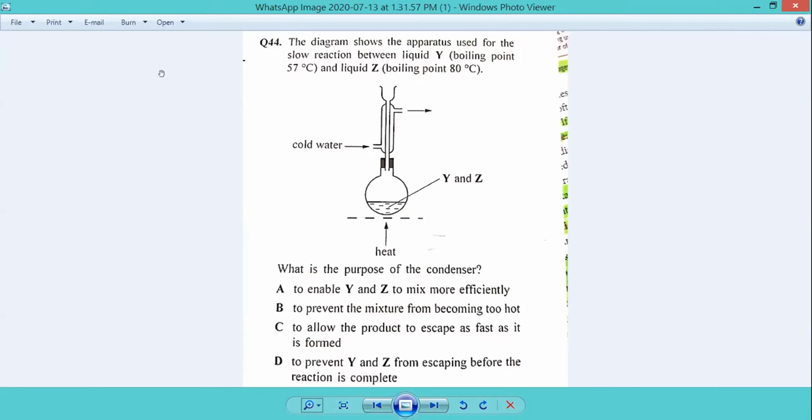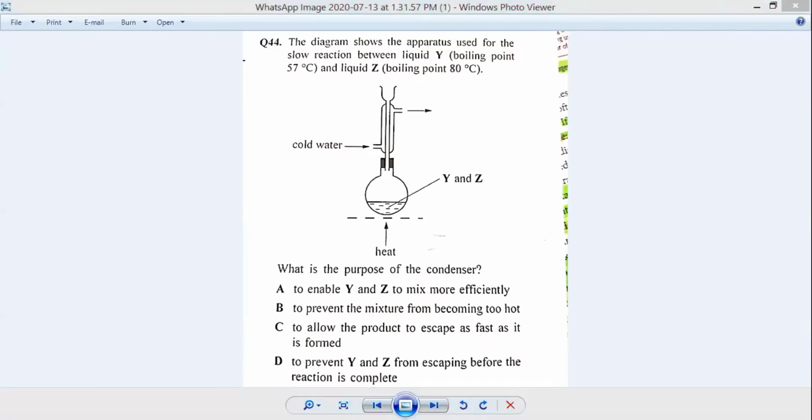To allow the product to escape as fast as it's formed is also not correct. That's exactly the opposite of what it does. It does not let anything escape fast, but condenses it back. And D, to prevent Y and Z from escaping before the reaction is complete, that suits it, because it is not allowing the liquid Y to escape as the reaction is happening. The boiling point for liquid Y is 57 degrees Celsius, and it is less than the boiling point for liquid Z, so it would try to escape before, but the condenser would condense it back.